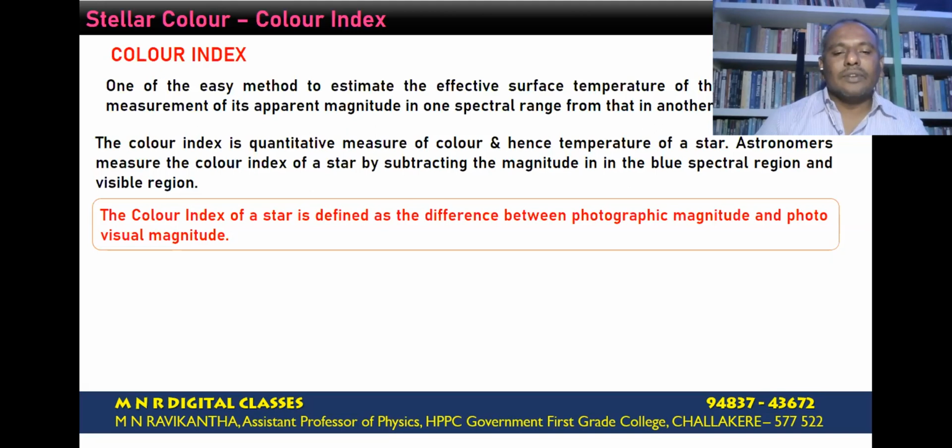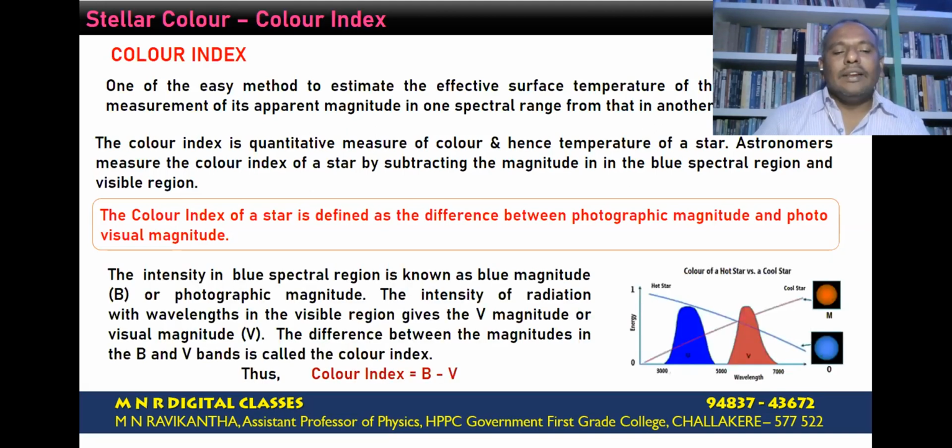To understand this, first we need to understand these two terms. Let us understand those two terms. First one, the intensity in the blue spectral region. Observe this. We have two spectral regions. One represented by blue color is the blue region.